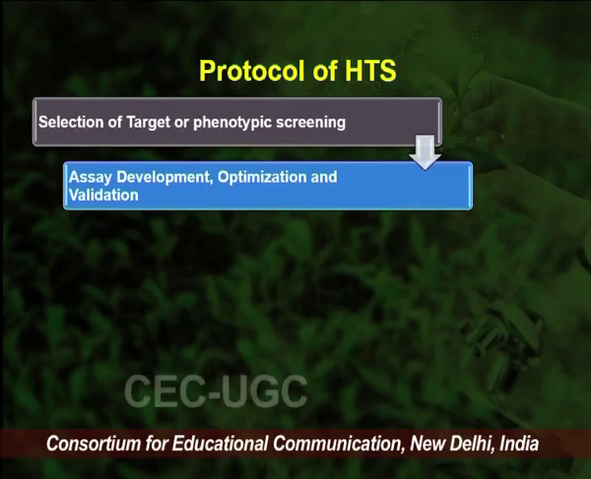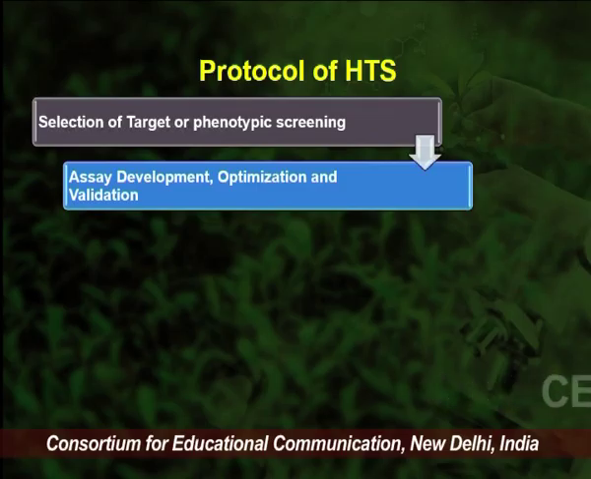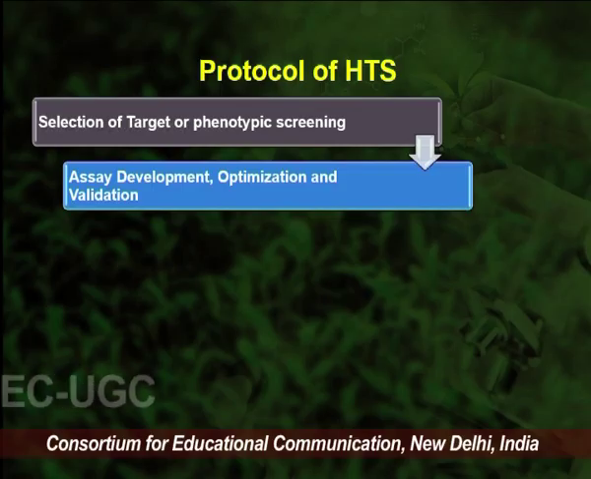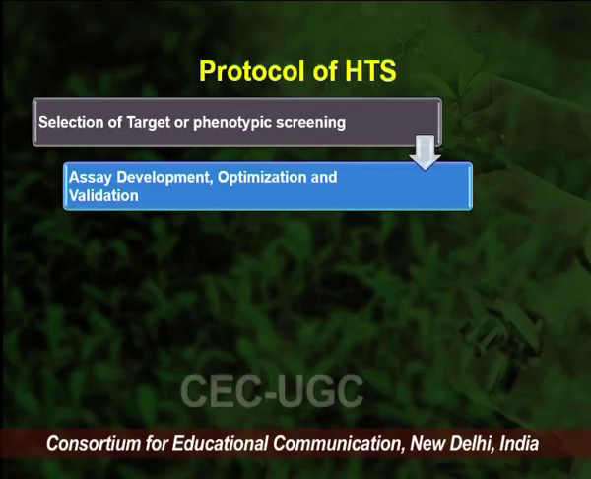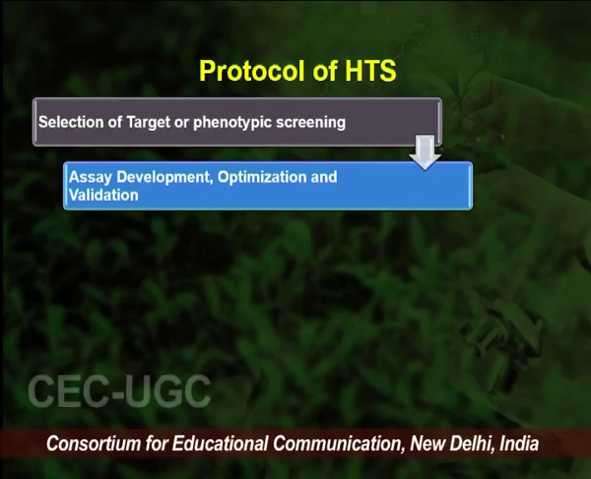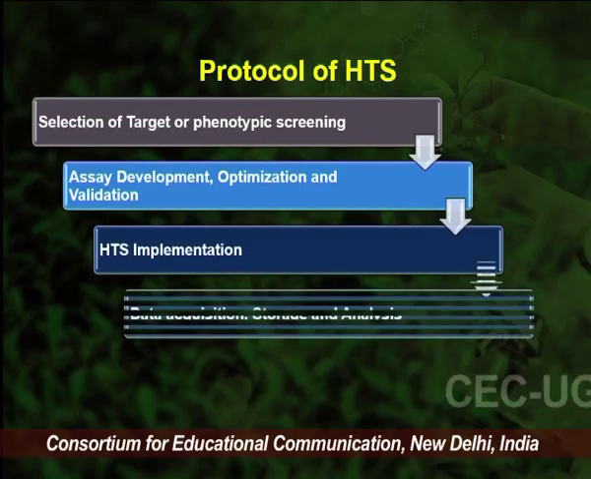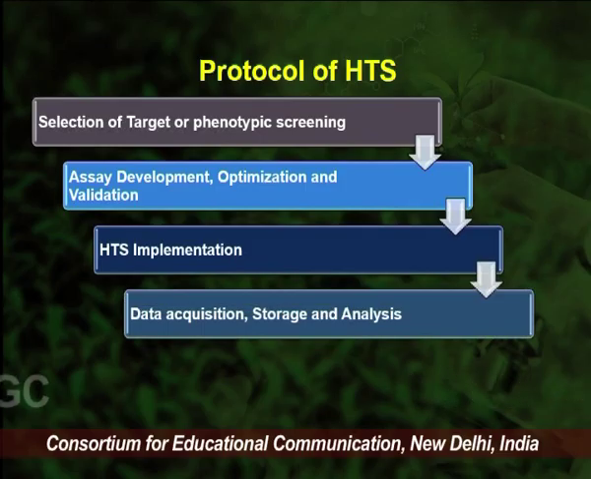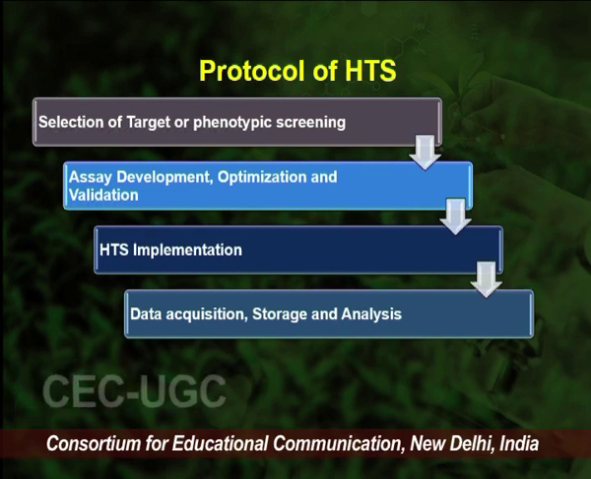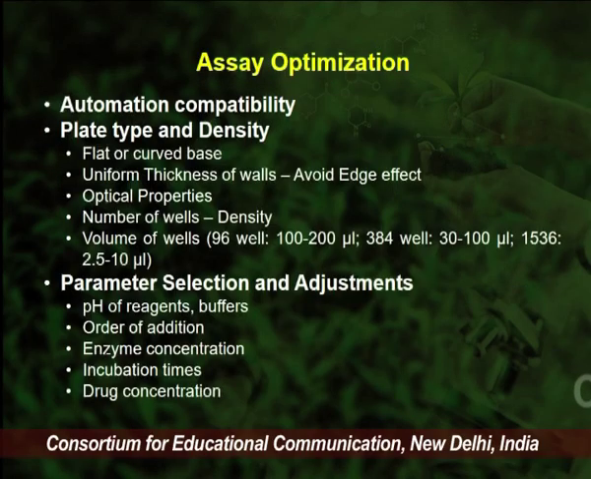There are various parameters that require optimization in an assay. I will just give you a glimpse of that as well. And then once you optimize your assay, we have to validate whether our assay is giving the correct results or not. Once development, optimization and validation is done, then we implement the high throughput screening. Then we acquire the data, we store that data, and then we analyze. Once the data is analyzed, we get either hits or leads.